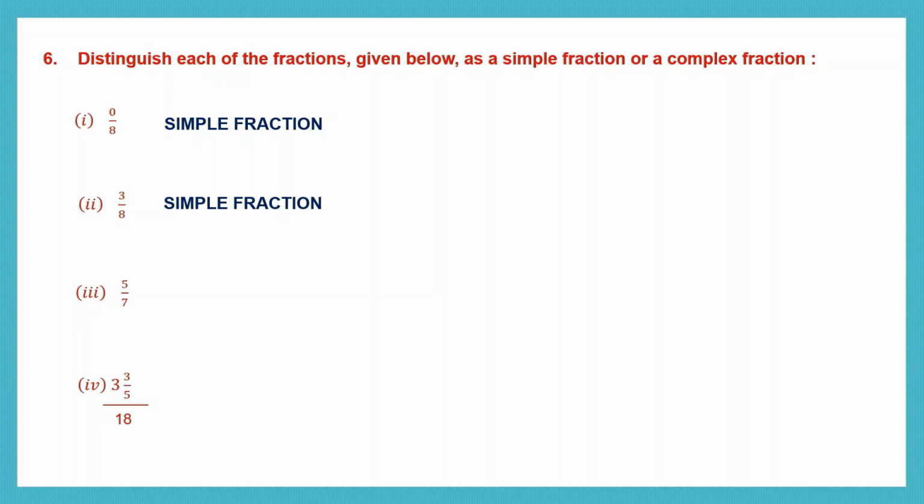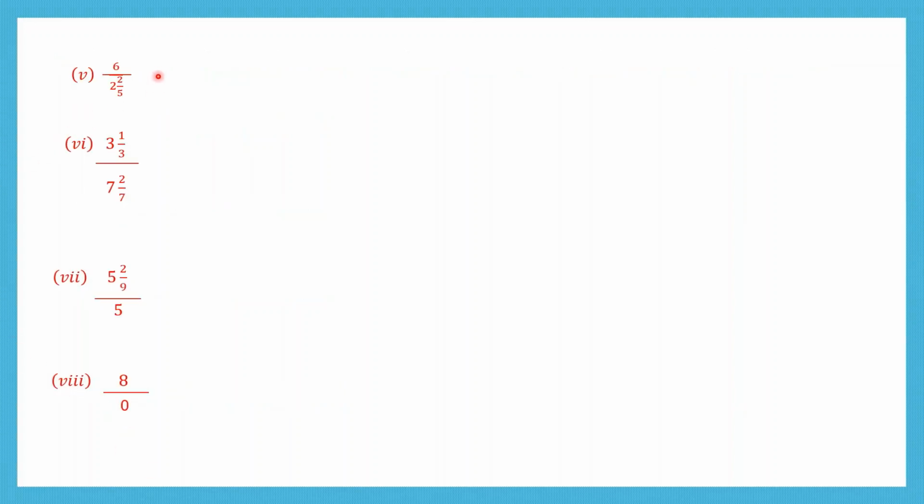Third one, 5 by 7. 5 and 7 are whole numbers. 7, the denominator, is not 0. That means this is a simple fraction. Now fourth one, in the numerator we have a mixed fraction. So if you have a fraction in the numerator or the denominator or both numerator and denominator, then it is called a complex fraction.